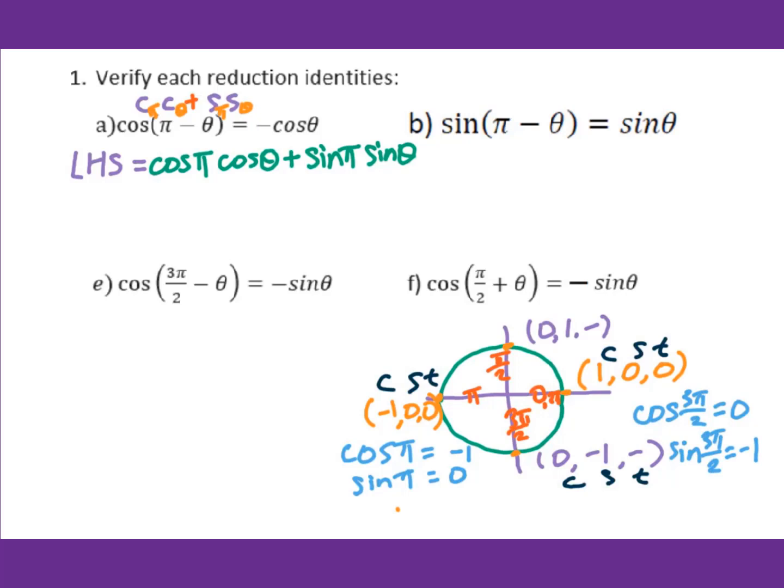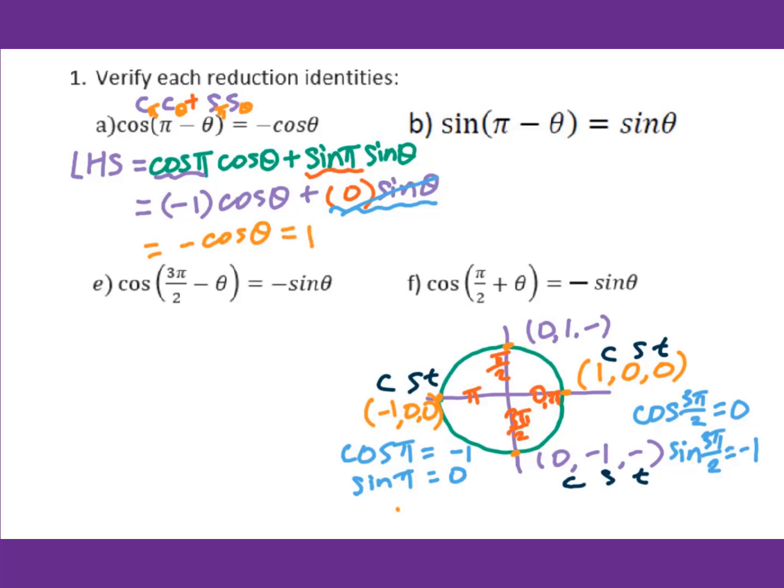Therefore, we plug in cosine pi, that's negative 1, cosine theta, plus sine pi, that's 0, sine theta. This will be 0. So negative 1 times cosine theta will be negative cosine theta, which equals the right hand side.